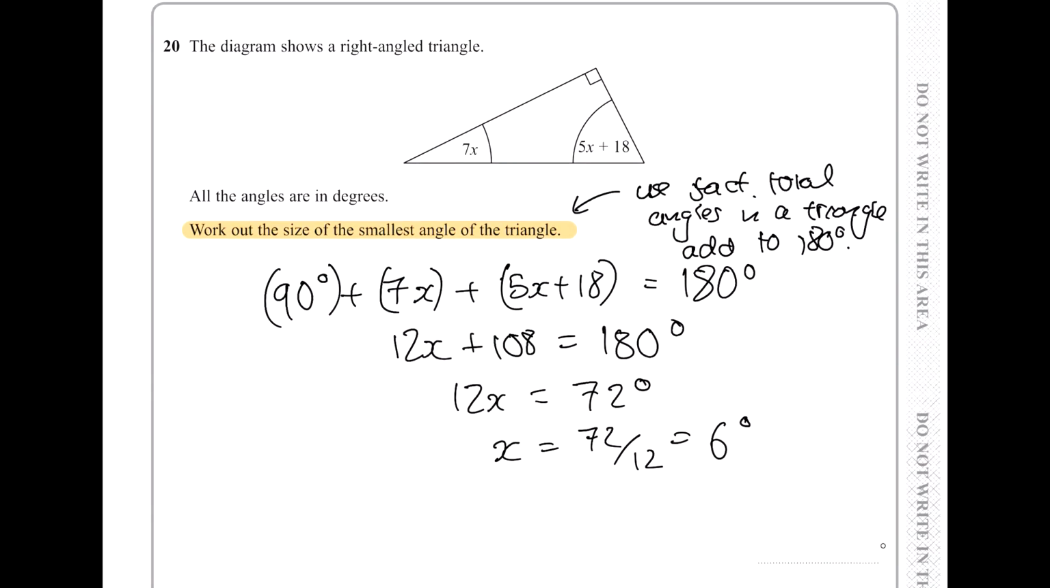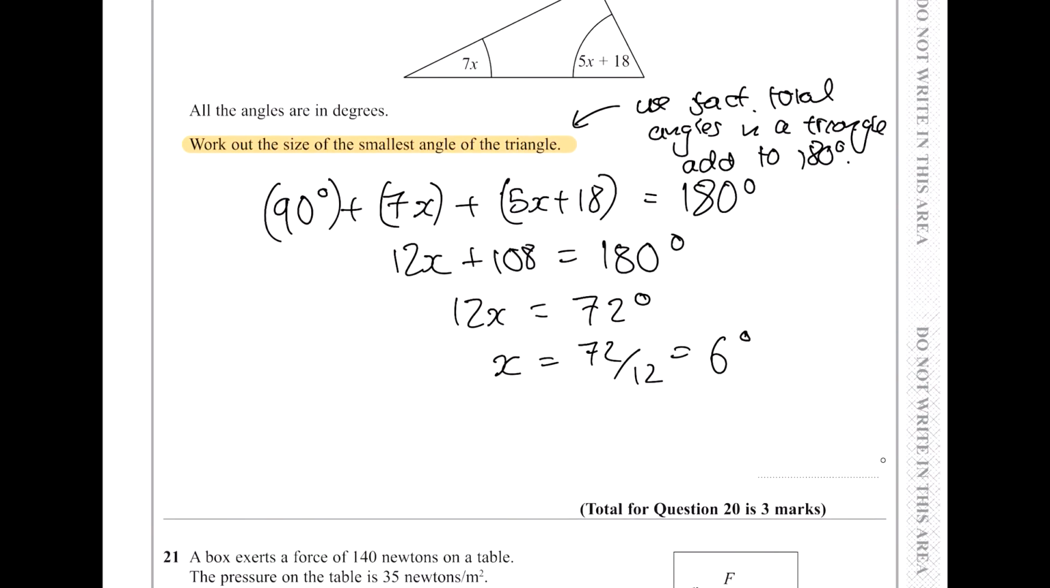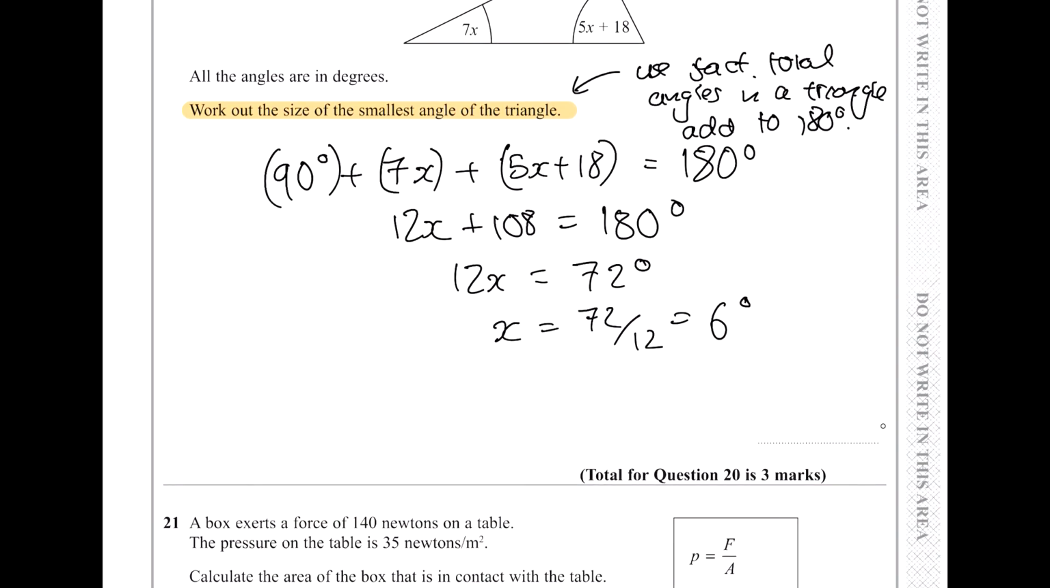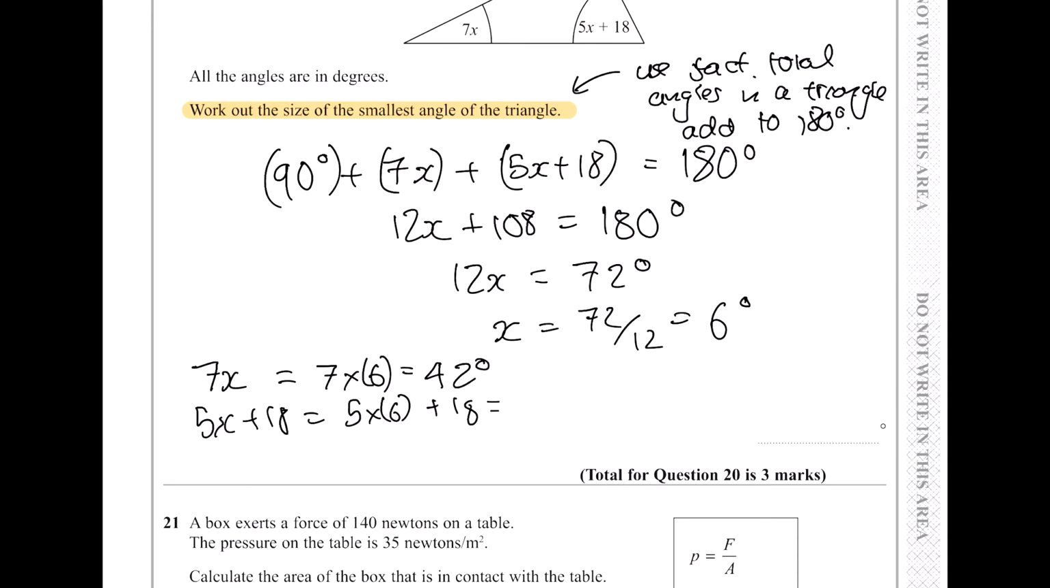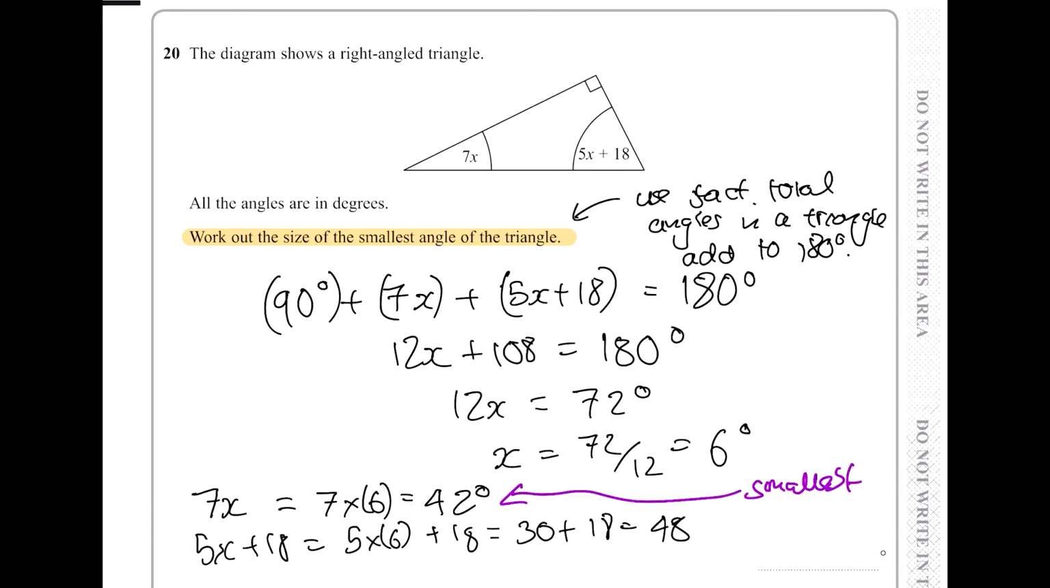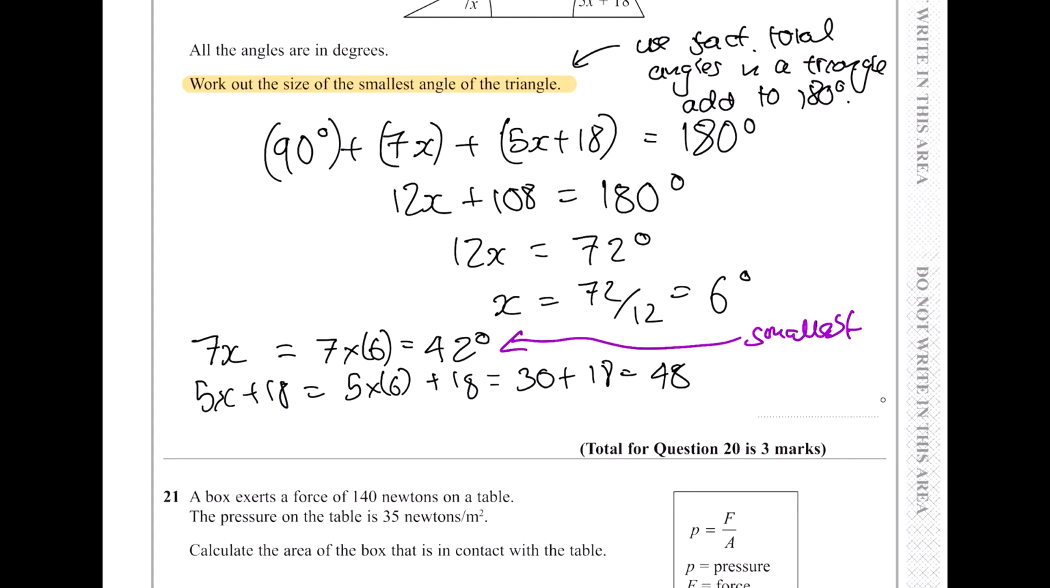So work out the size of the smallest angle on the triangle while figuring out all of the angles. So if x is 6 degrees, then 7x would be equal to 7 times 6, which is 42. And 5x plus 18 would be 5 times 6 plus 18, which would be 30 plus 18, which is 48. So this one is the smallest, because the other one is just 90. So the smallest one is 42.